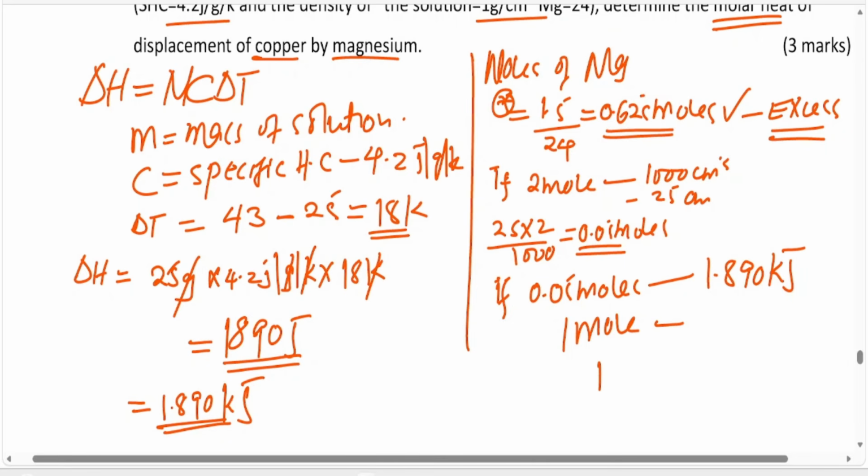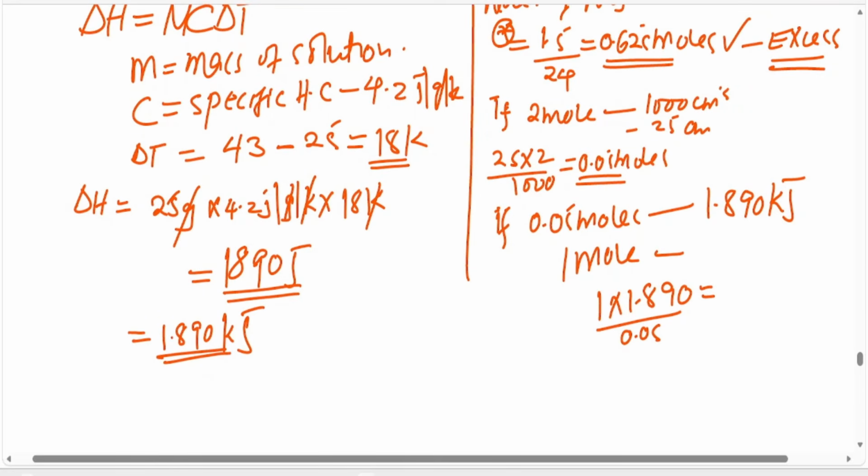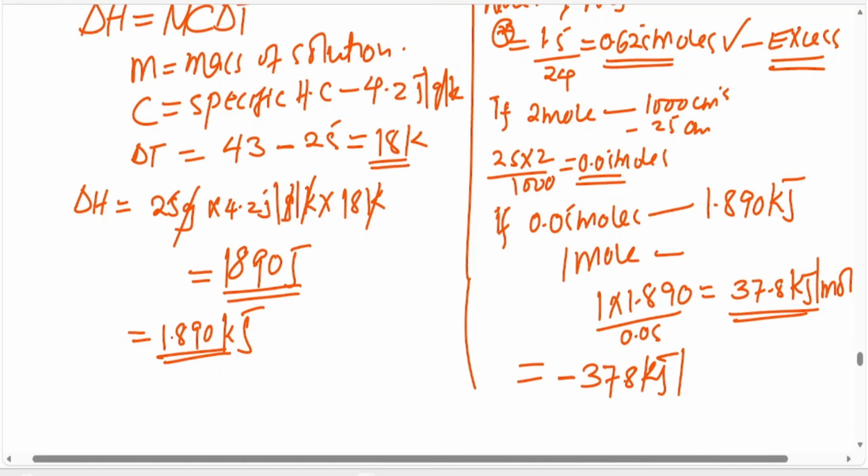In this case, I will take 1 times 1.890 divided by 0.05, and I obtain 37.8 kilojoules per mole. And because it was an exothermic reaction, the correct answer should be negative 37.8 kilojoules per mole. That becomes the correct answer.